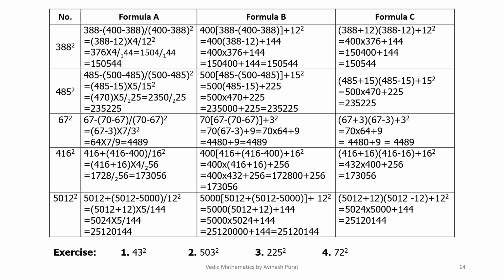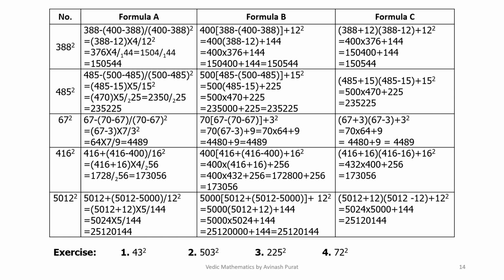235225. 67 square: 67 minus (70 minus 67) stroke (70 minus 67) square, equal to 67 minus 3 multiplied by 7 stroke 3 square, equal to 64 into 7 stroke 9, equal to 4489.